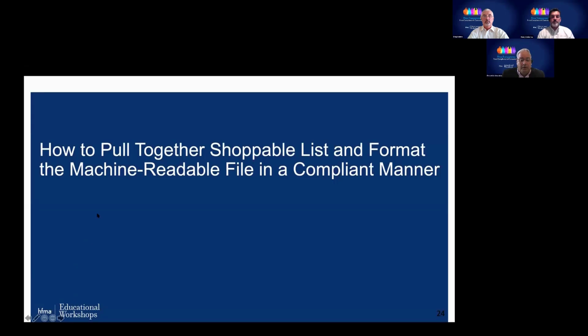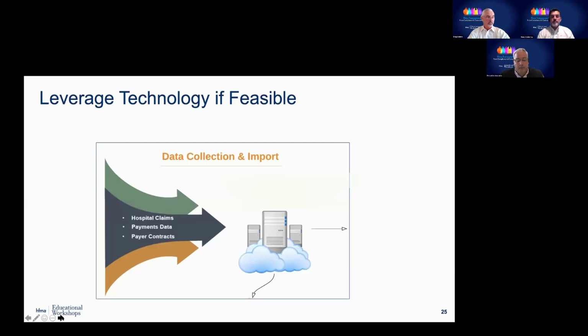So what I'd like to talk about now is how to pull together the shoppable list and format the machine readable file in a compliant manner. With all that information, what we're recommending hospitals do is pull that claims, that payment data, the contract data, and even the other information that I listed on the previous screen into a database. You might want to use a SQL database. We're using a SQL database to pull that information together.